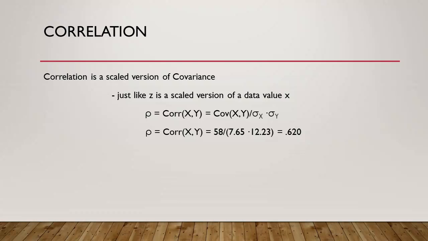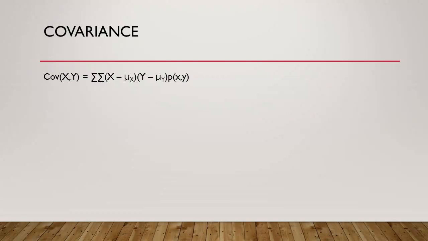So if I take my 58 and divide by the standard deviation of x and the standard deviation of y, I get 0.62. And I do it again with my months instead of years, and it turns out I get the same number. So that's good. And I would rather use correlation than covariance because it's more stable. So before we go further into an example, we're going to take our covariance formula and change it into a formula that's maybe easier to use.